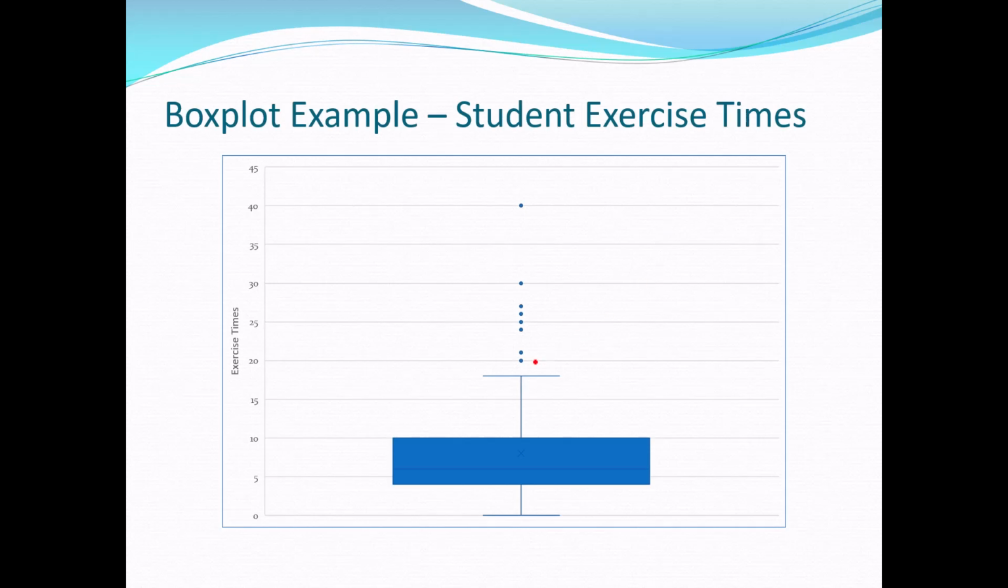The next one here, what do I have? 1, 2, 3, 4, 5, 6, 7. It looks like 8 different outliers. This is where I asked a group of students to tell me how many hours they exercise per week. And in this particular group of students, I have one student who said they exercise 40 hours per week.